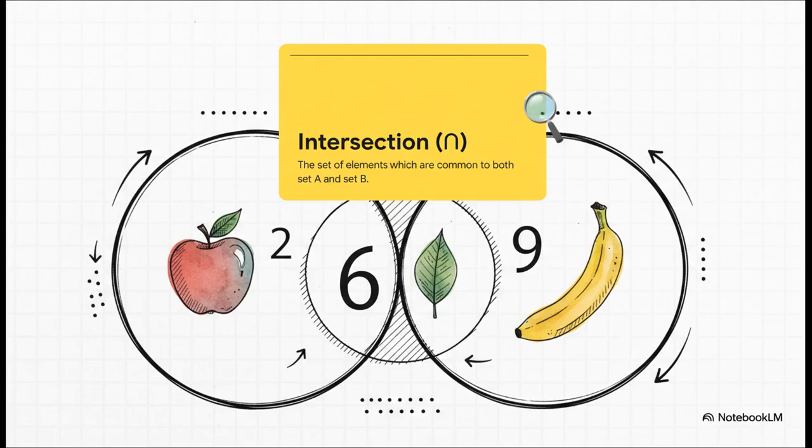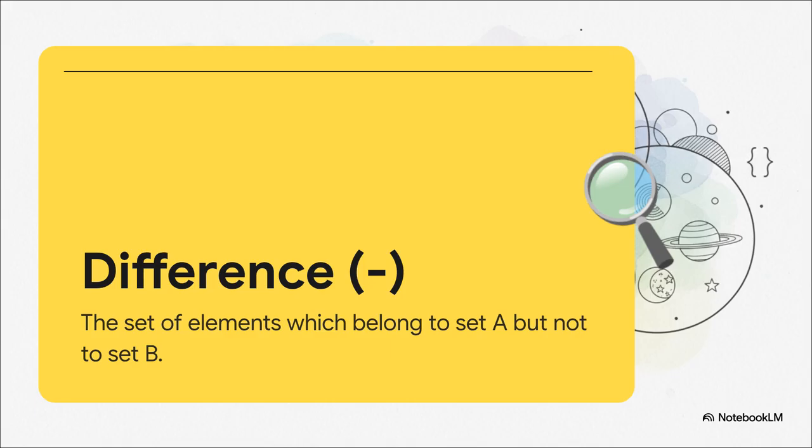Next, we have the intersection. It's that upside-down U symbol. And this one is all about finding what's in common, the overlap. The new set only gets the elements that are in both set A and set B. So, looking at our example, the only thing they share is the number 6. That's the intersection.